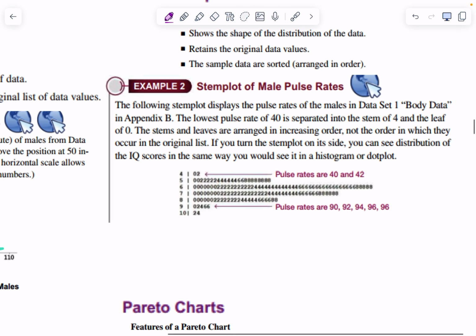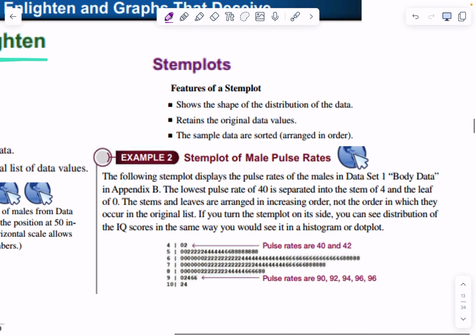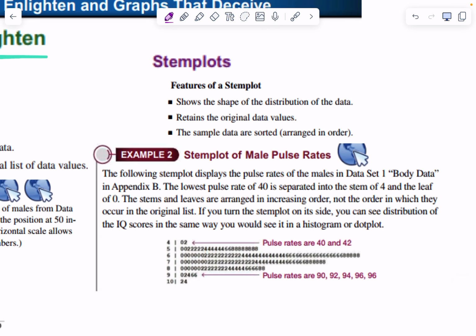Stem and leaf plots, okay? They just call them stem plots, but this is a stem and leaf plot, got it? Okay, it shows the shape of the distribution, but it is sideways. Yeah, it's going like this. So this is kind of normally distributed. That's a really tall bell curve if it's on its side, but whatever. Anyway, so that's like that. It retains the original data values.